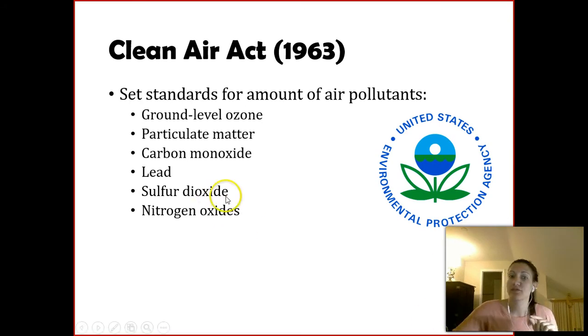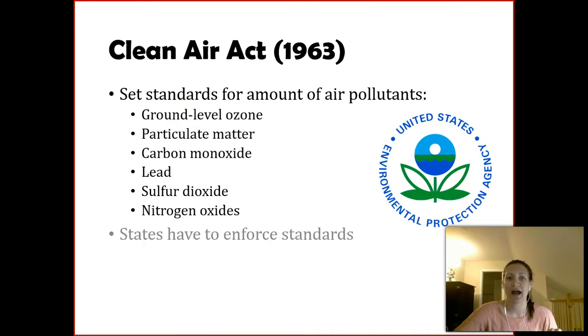Here at the bottom, sulfur dioxide and nitrogen dioxide and other oxides. We found that with acid rain. And then the middle 2, we're not going to talk much about, really at all. Carbon monoxide and lead, because we've pretty much gotten rid of them. We don't have problems with them anymore, and it's nothing you really need to worry about. But you should definitely know that the Clean Air Act covers all 6 of these. Pay particularly close attention to the first 2 and the last 2.